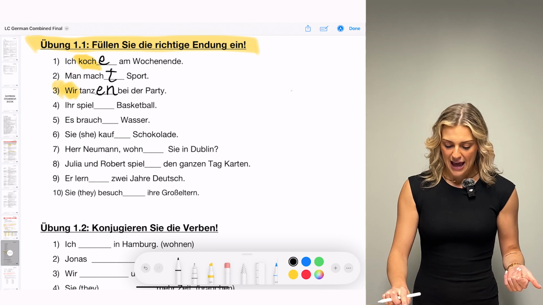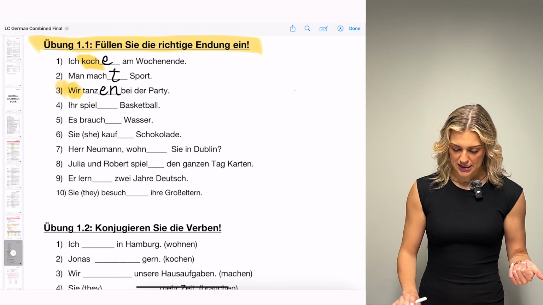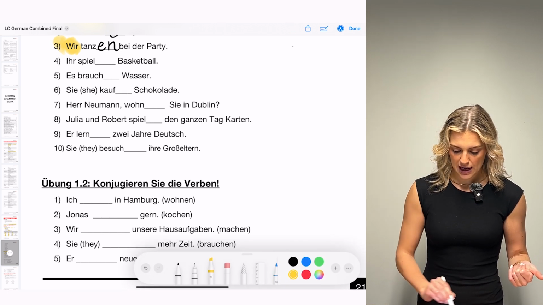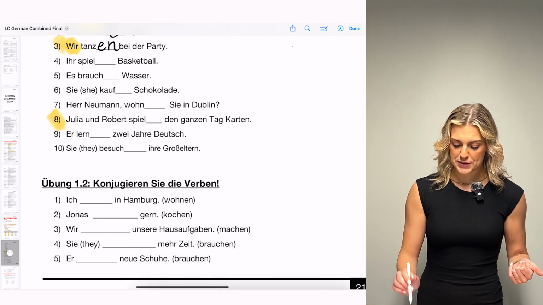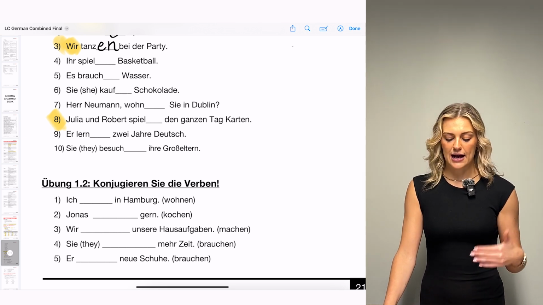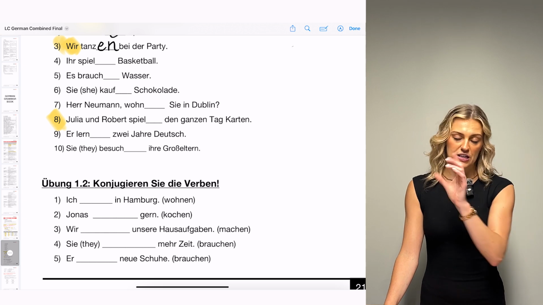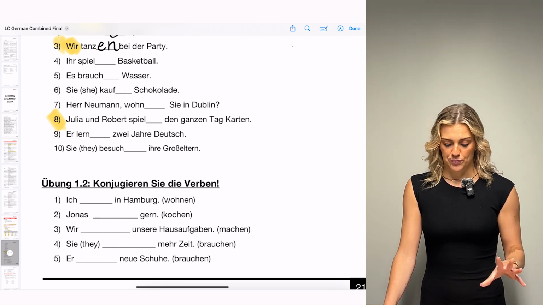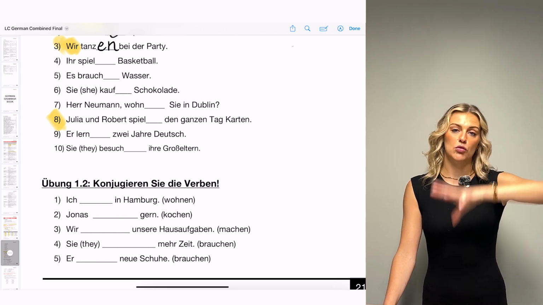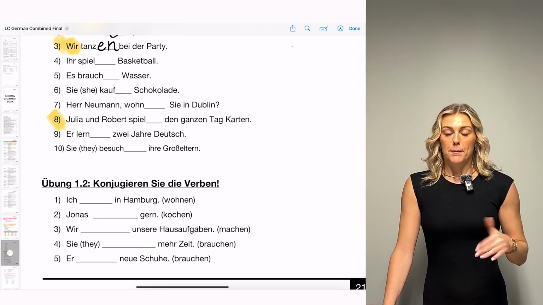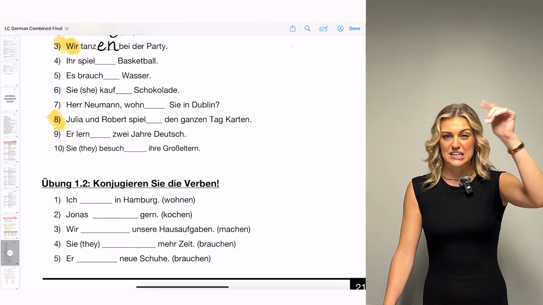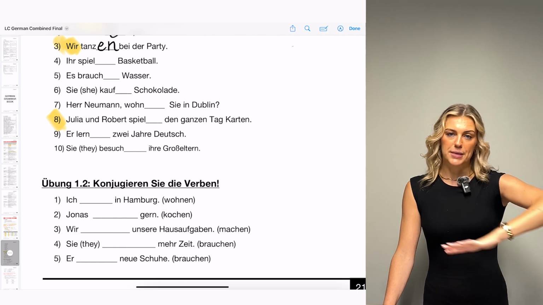Last one I'm going to look at here is I might do number 8 here, okay? So, Julia und Robert, okay, spielen den ganzen Tag Karten. So I want to say Julia and Robert play cards for the whole day. So I have the verb spielen. I've taken off my en already, all right? Now, who's doing the verb? Julia and Robert are playing or play. So Julia and Robert are doing my verb, all right? People sometimes get a bit confused if you don't have like a pronoun in there. So if it's not ich, du, er, sie, es, man, wir, ihr, sie, people sometimes get a bit confused.